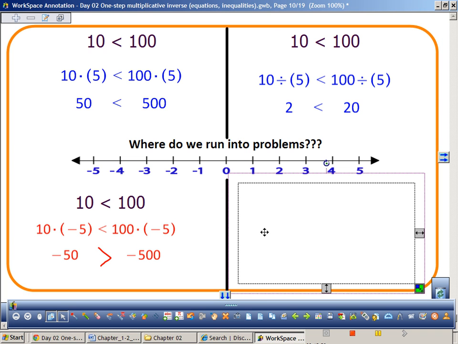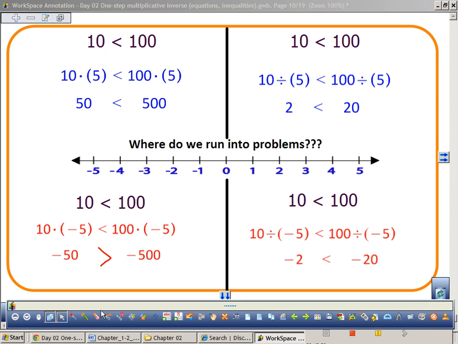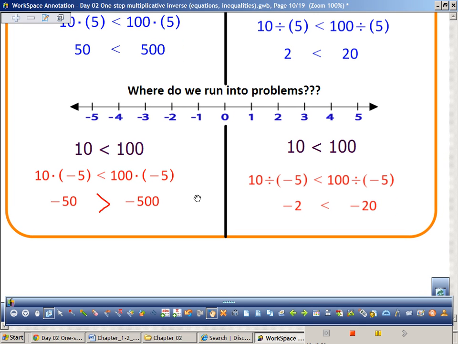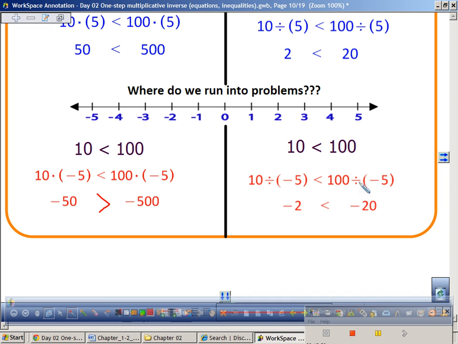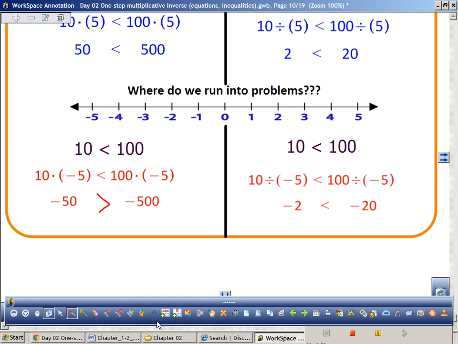Same thing goes with this. 10 divided by negative 5 is negative 2. 100 divided by negative 5 is negative 20. Is negative 2 less than negative 20? No, negative 2 is larger than negative 20. So I'm going to go ahead and have to switch that sign.